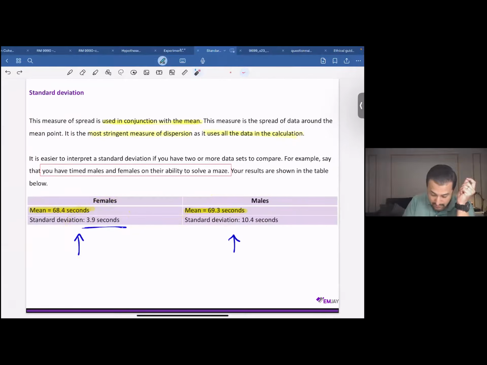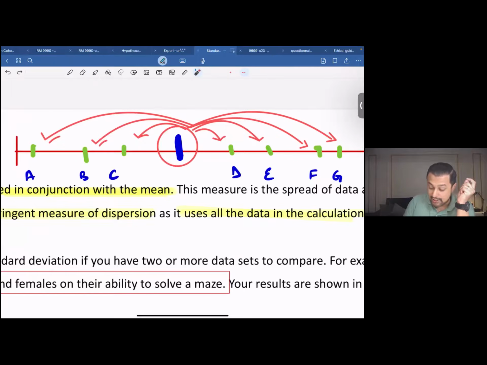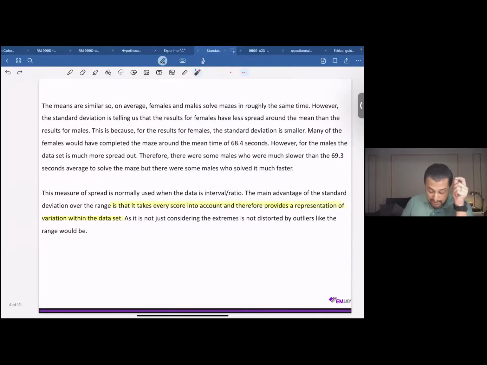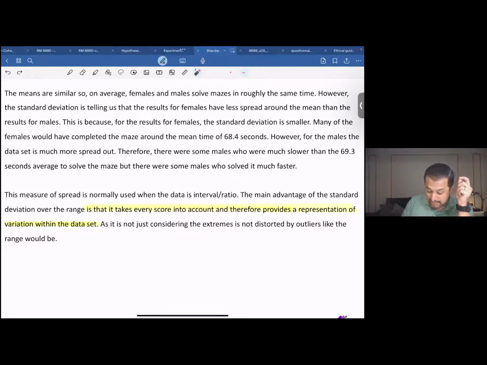I'm not sure if I could find that. Okay, I don't think I'd be, oh, I did find it. Now, did you see each data set over here has been taken into account, right? Each data set has been taken into account over here. That's exactly what we're talking about. So this measure of spread is normally used when the data is an interval or ratio.